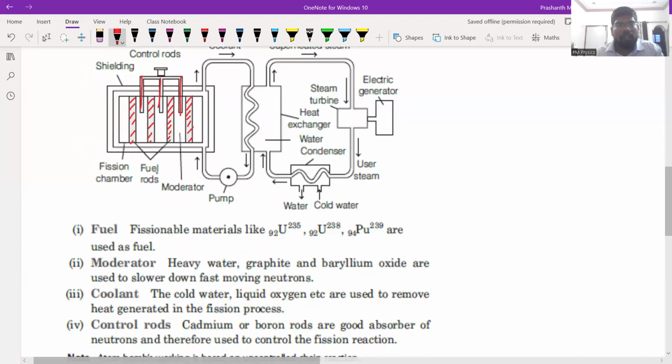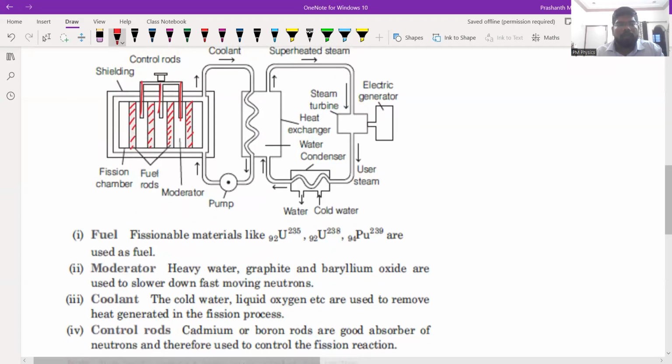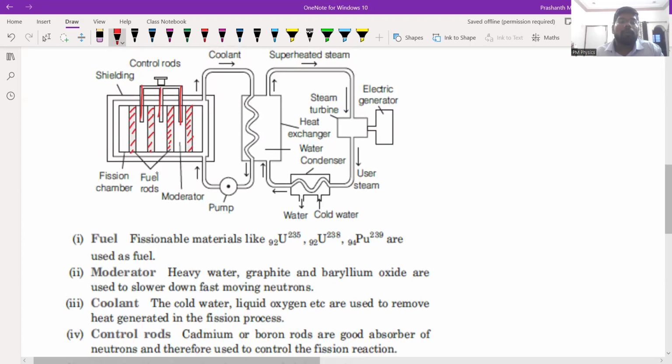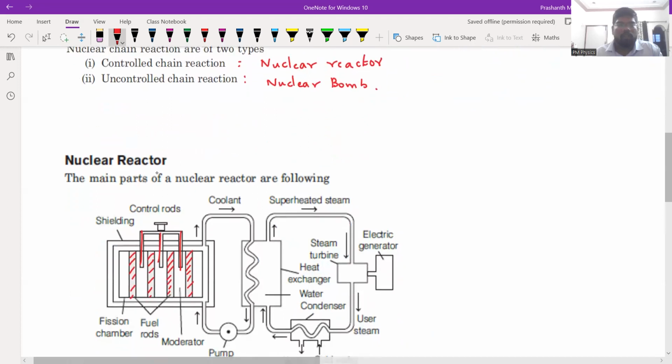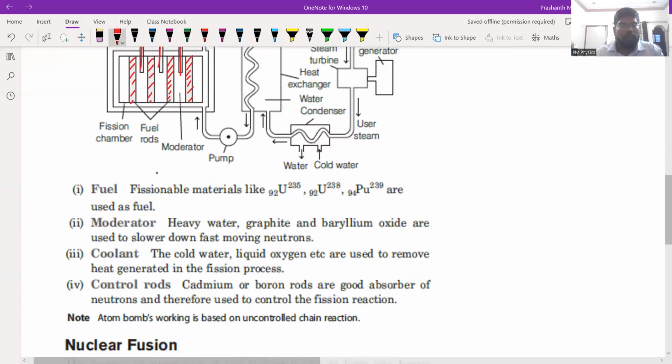Control rods are there to absorb the neutrons. We are saying that for every one uranium, it is releasing three neutrons, right? So the components are fuel, control rods, which are the main thing, moderators, and coolants. Fuel is a fissionable material, like uranium-235, 238, plutonium, polonium, and thorium. These are the fissile materials. They will be undergoing decay, and whenever they undergo the fission reaction, they will release energy.